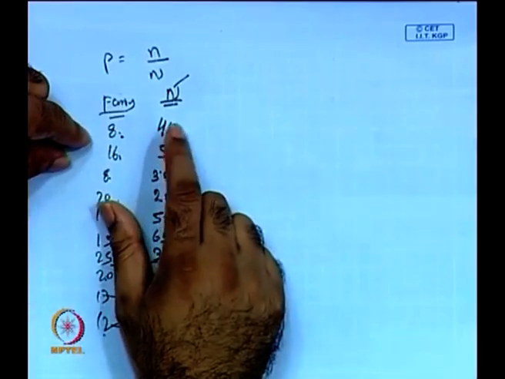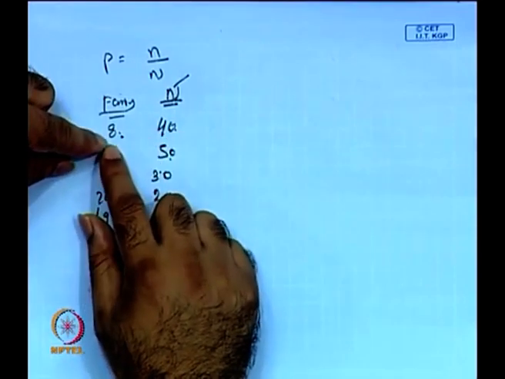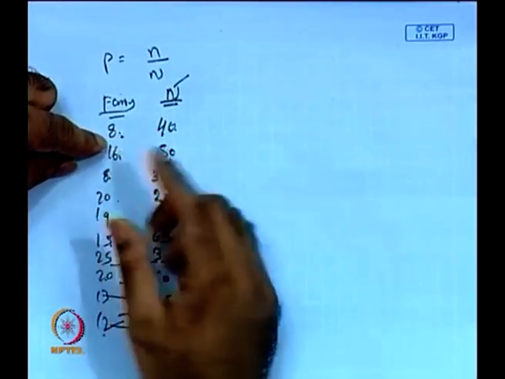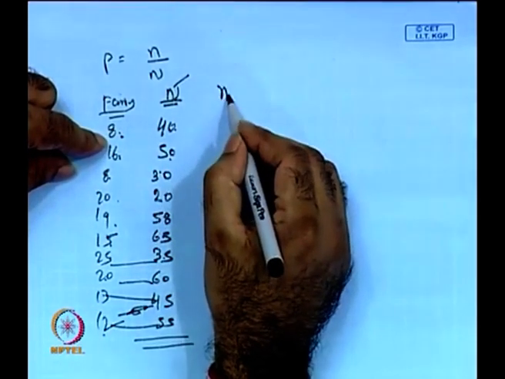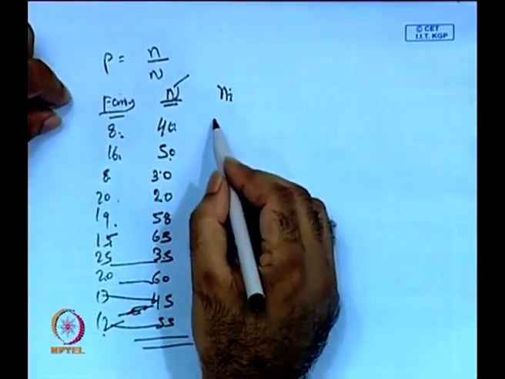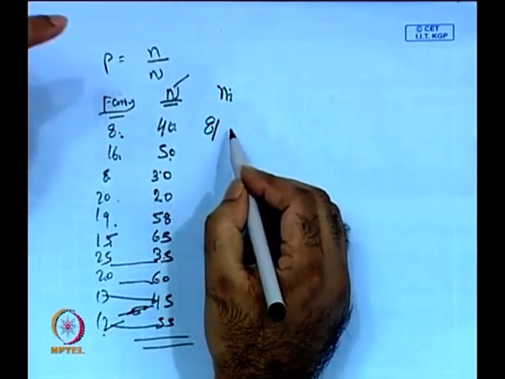So your family income is this much with respect to the sample observations. Within this particular family income, you investigate the number of households whose income level is similar. For instance, in the first case, we take 40 different households whose income is 8. So what we will do is find out a ratio here, called n_i, small n_i.